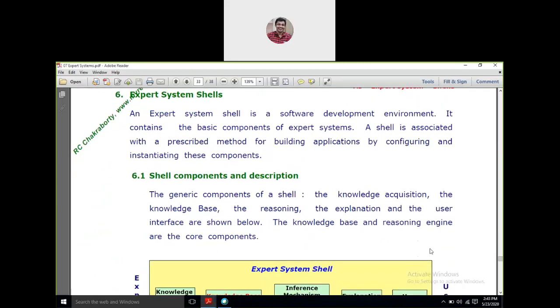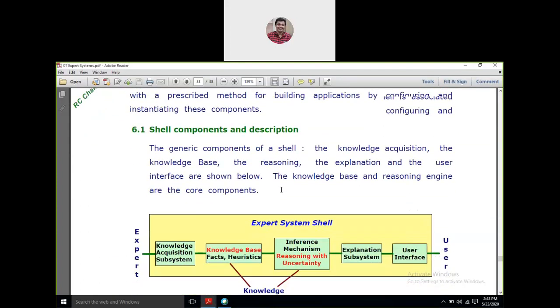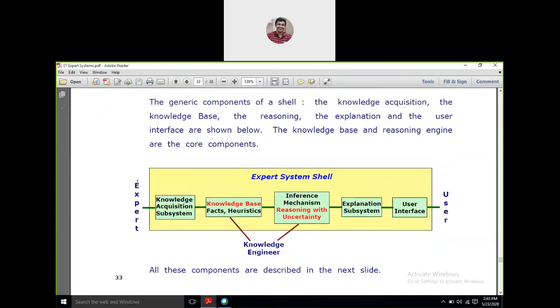Now this is the last, theoretical, and most important part of the expert system, that is the expert system shells. If you see the diagram, it is better to see the diagram. We do have the expert, then we do have the knowledge encoding. This green part is the knowledge encoding part. We do have a knowledge engineer out there who encodes the knowledge.